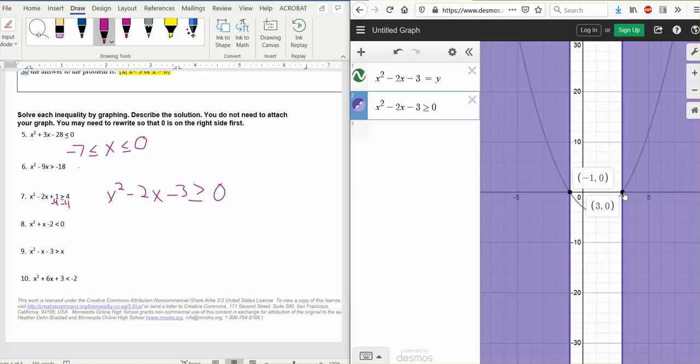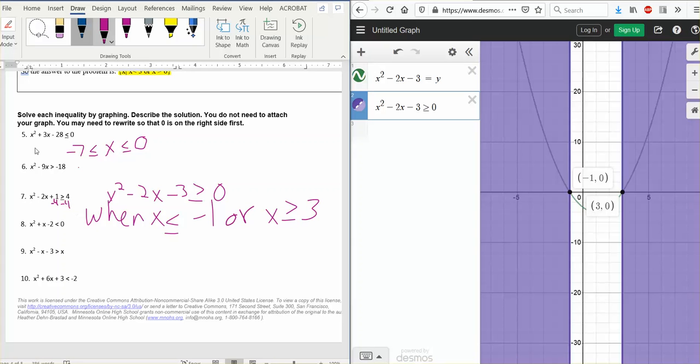So for your answer, you would write: when x is less than or equal to -1. The reason it's less than or equal is because the problem said greater than or equal to 0, so we do include the boundary points. Or x is greater than or equal to 3. That's the answer for number 7. And again, we don't have to include the graph.